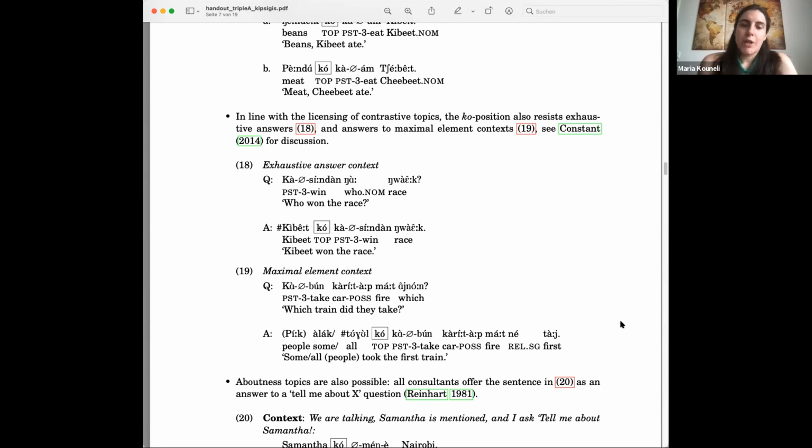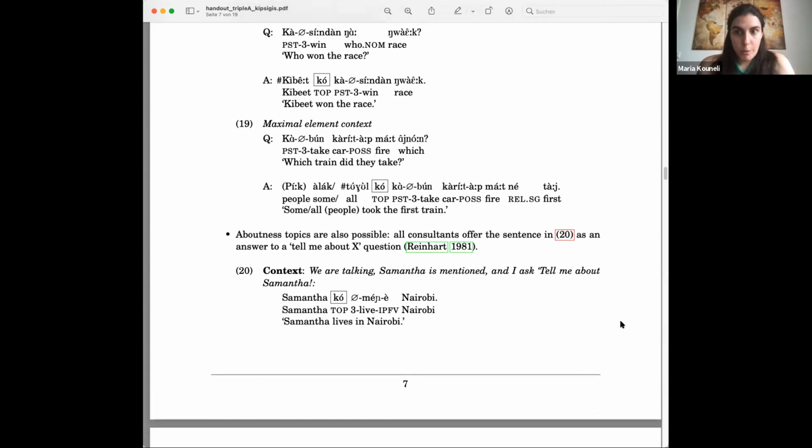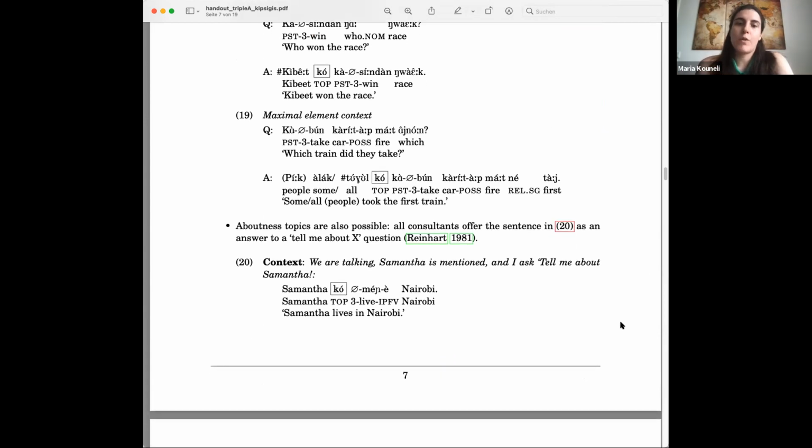However, the contrastive topic interpretation is not the only possibility, and aboutness topics are also possible. So all consultants offer the sentence in 20 when we give them a tell me about X context. Okay, so here we have the context, tell me about Samantha, and the most natural answer in this case is Samantha ko lives in Nairobi.